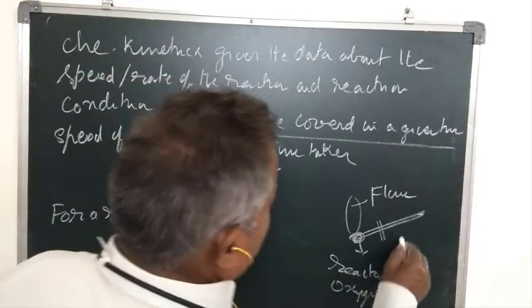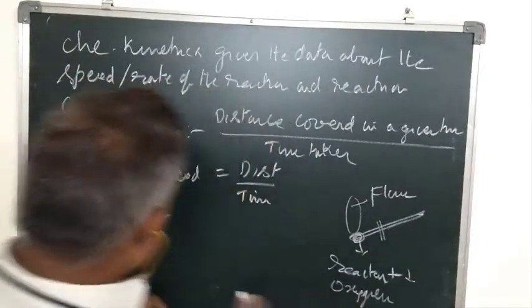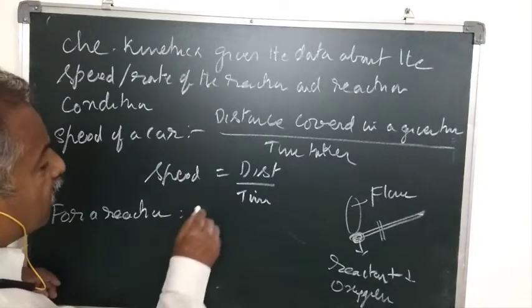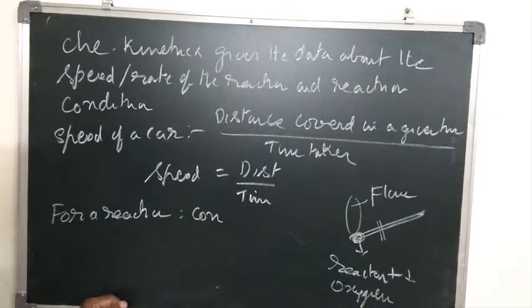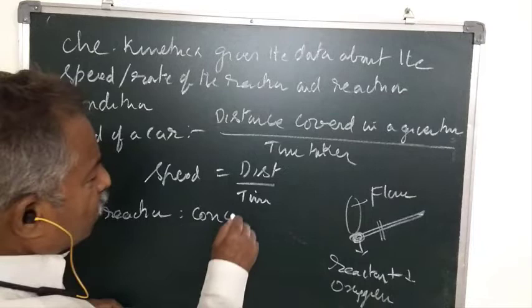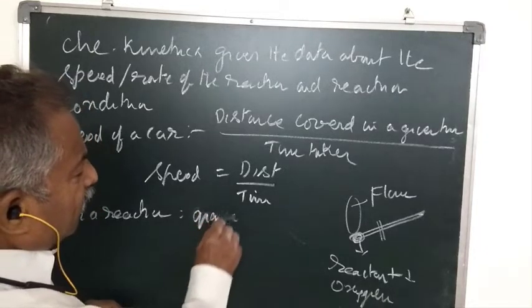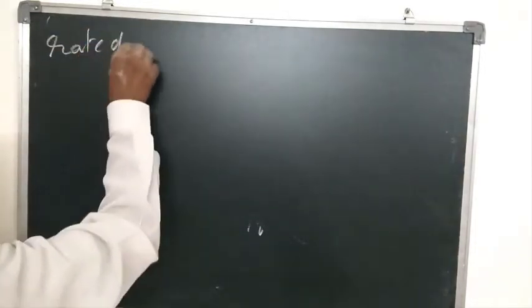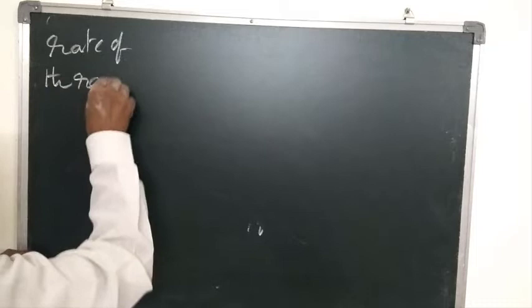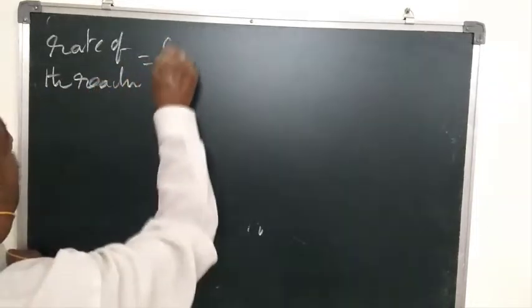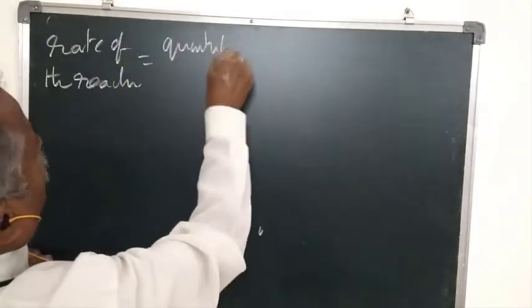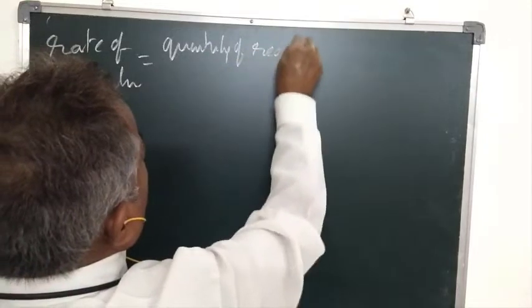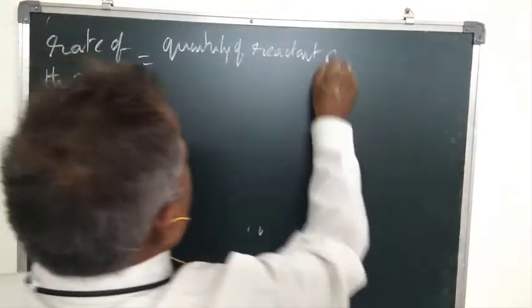If we take this as a quantity of the reactant, we can call it concentration. Concentration means the amount of the substance available. So the quantity of reactant, rate of the reaction equals the quantity of reactant that disappears.